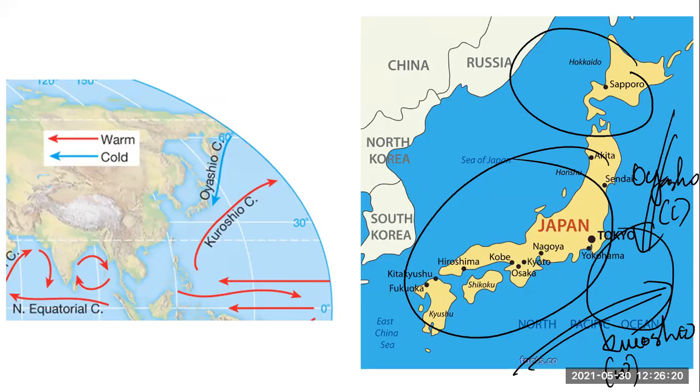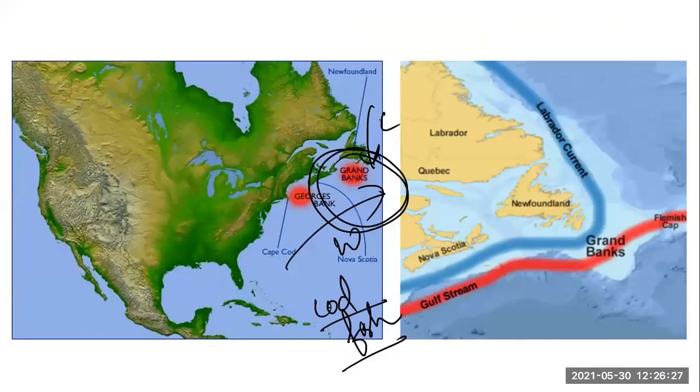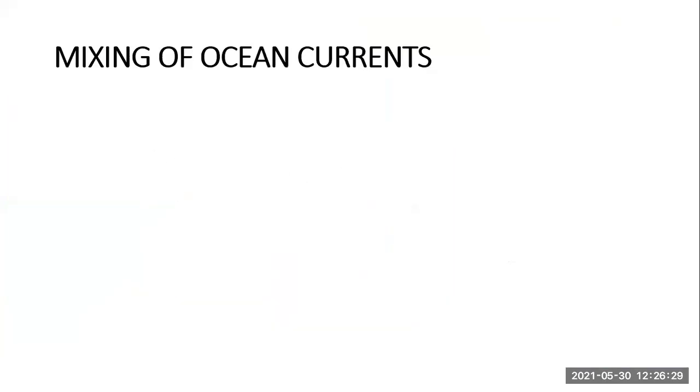And they eat in a pretty raw manner. That's the scenario. So you can give a heading, mixing of ocean currents. You can start writing: mixing of ocean currents.